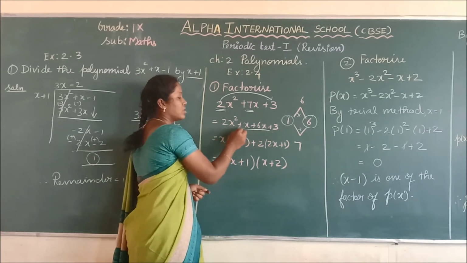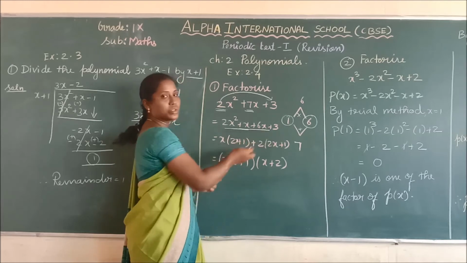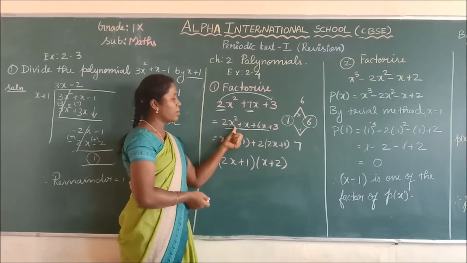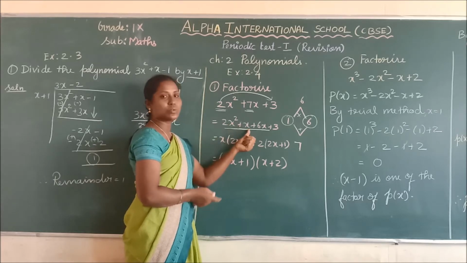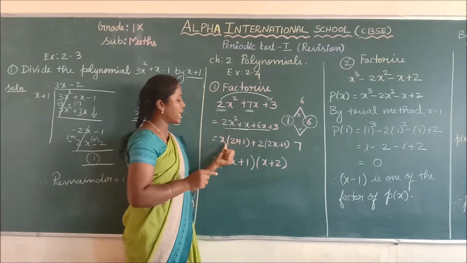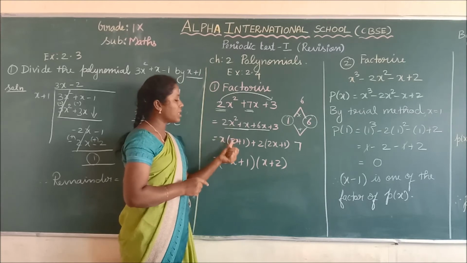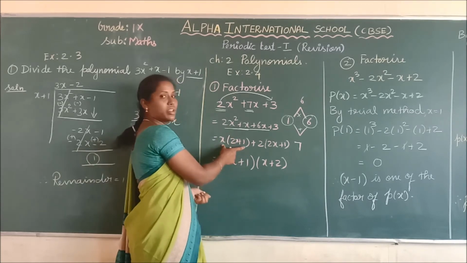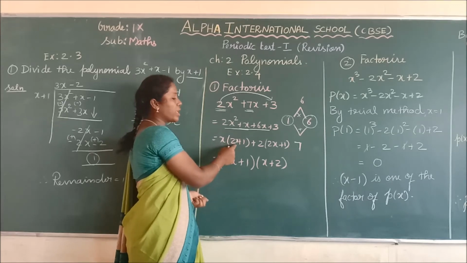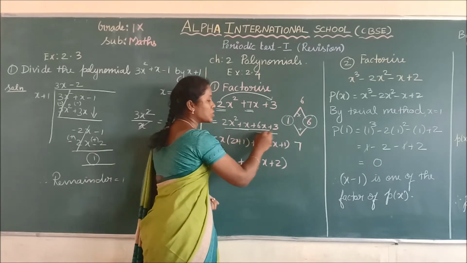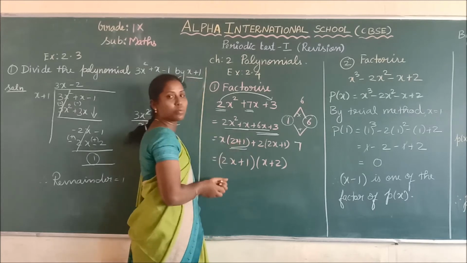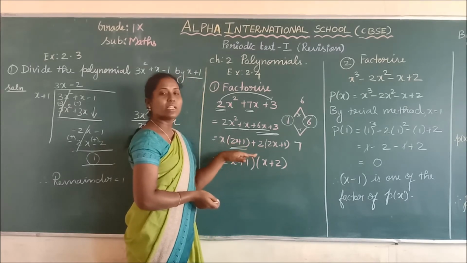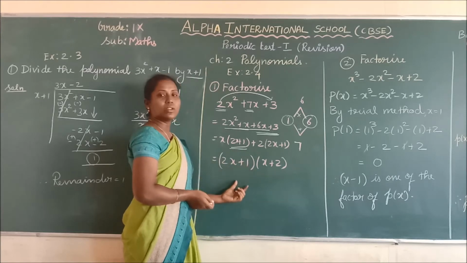Next, take the first two terms and the next two terms. What is common in the first two terms? Here, x. Because of 2x square and x, only the variable x is common, so take x common. The remaining terms are 2x plus 1. In the first section, if you take x common, the remaining is 2x plus 1. In the second section also, we have to get 2x plus 1 only. Based on that, take the common term. Then only the factorization will go on.